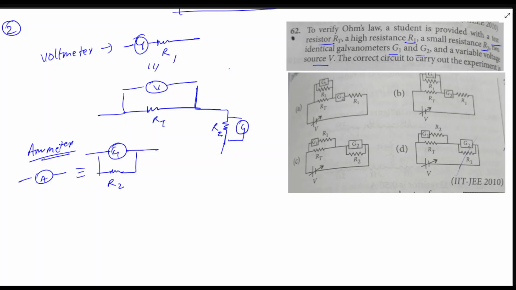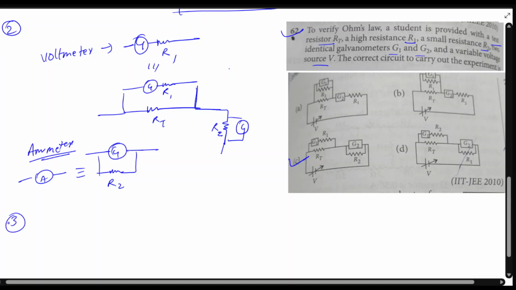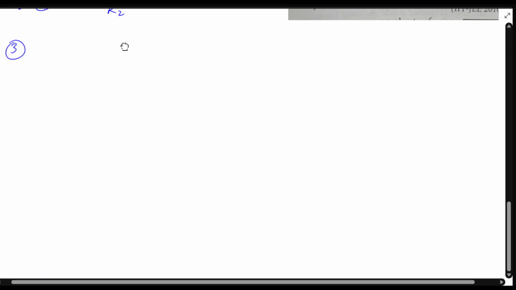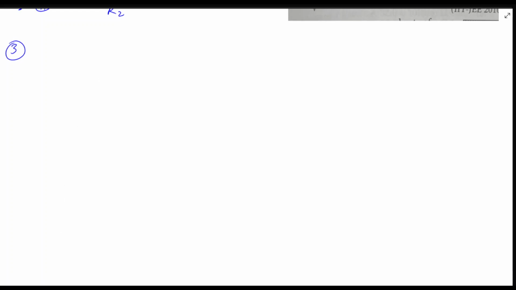So I'll just rub this part and I'll just put it like this. Which option is correct? So in parallel to RT should be G R1, and in series this whole thing is our ammeter. So C is correct, right? Okay, perfect. So quite an easy question. It's a very basic question. Let's move on to our third question.